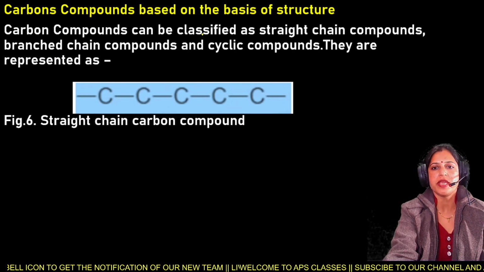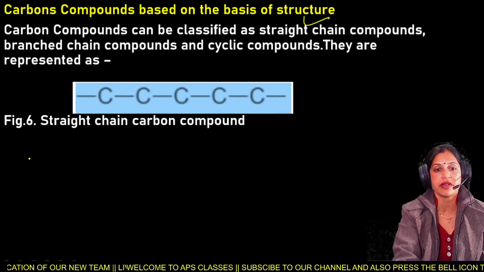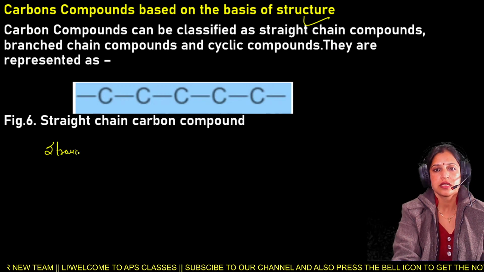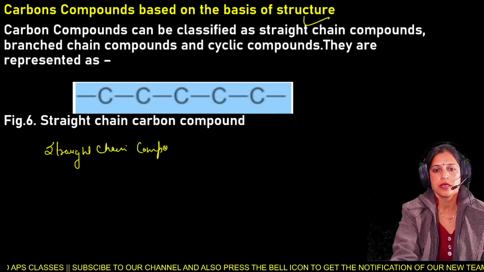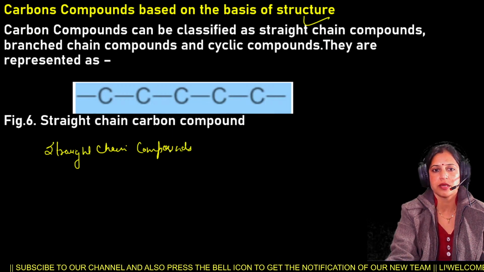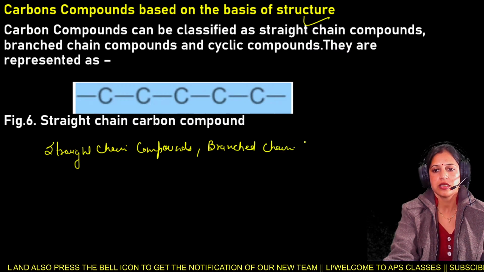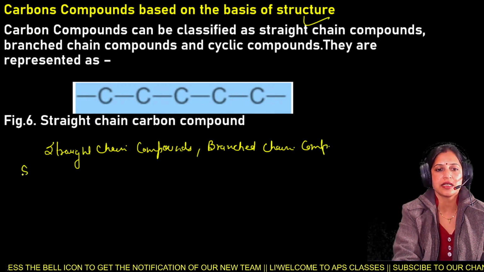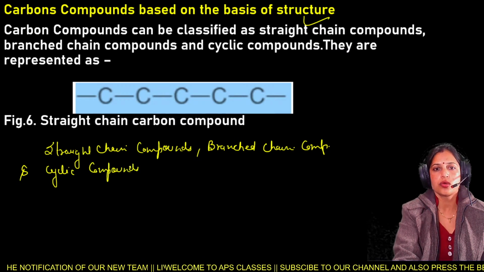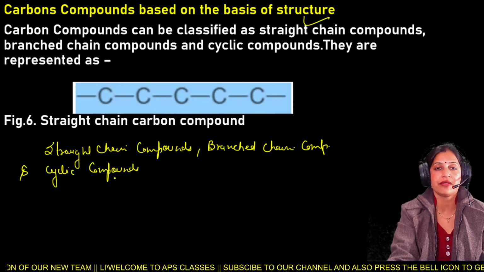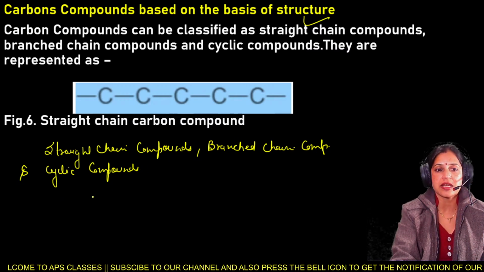Next is carbon compounds on the basis of structure. Carbon compounds can be classified as straight chain compounds, branched chain compounds, and cyclic compounds, and these are represented as follows.